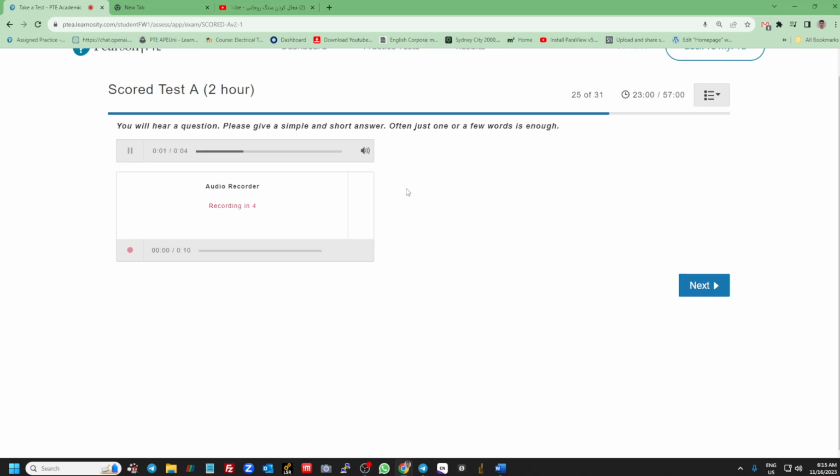What is used to turn off an electric light? Switch.